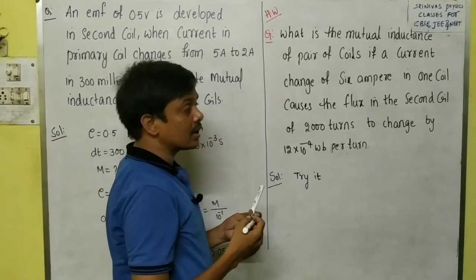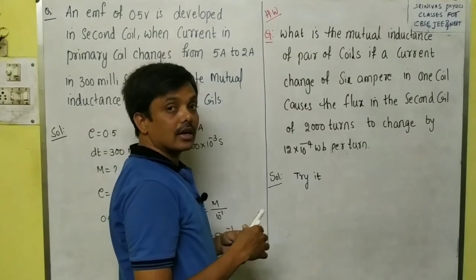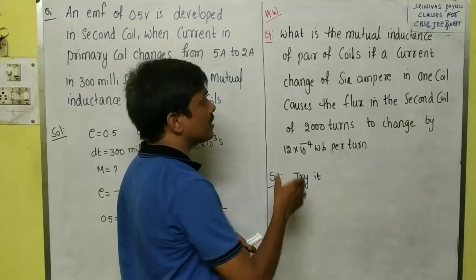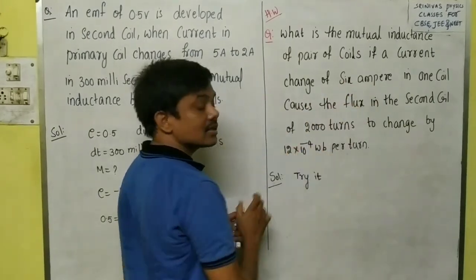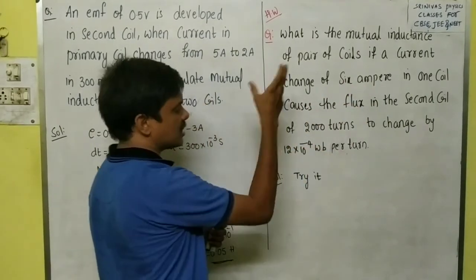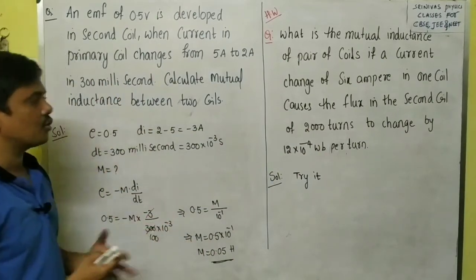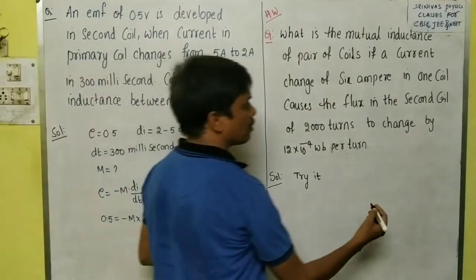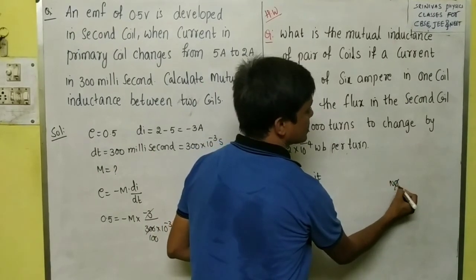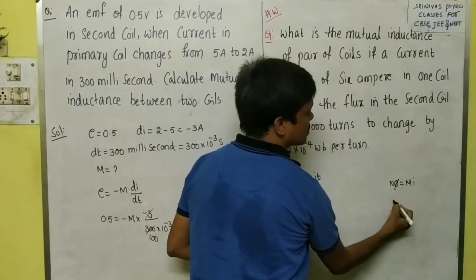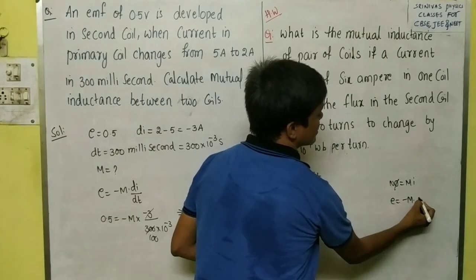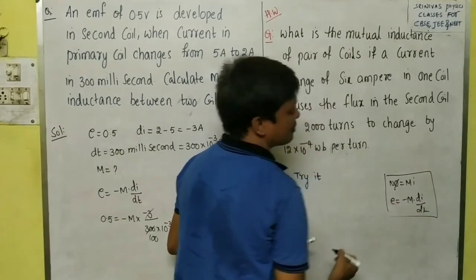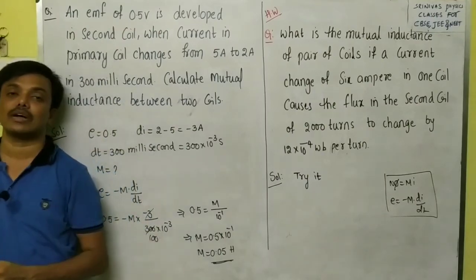When there is no current in the first coil, at that moment there is no change in flux in the second coil. But when the current changes, then the flux changes. The change in flux they give, and think yourself. There are not many formulas. Either you use the formula N phi is equal to M I, or otherwise you use E is equal to minus M di by dt. There are only two formulas. Check which formula is suitable and what we have to find out.